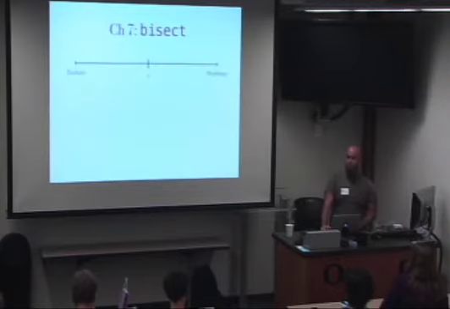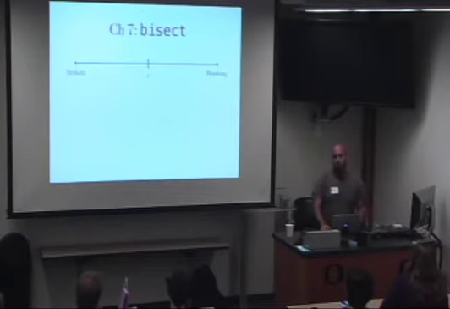So here's another visualization. Here's where we are. We have a broken commit, we have a working commit, and Git has checked out that commit in the middle. Is it good or bad?